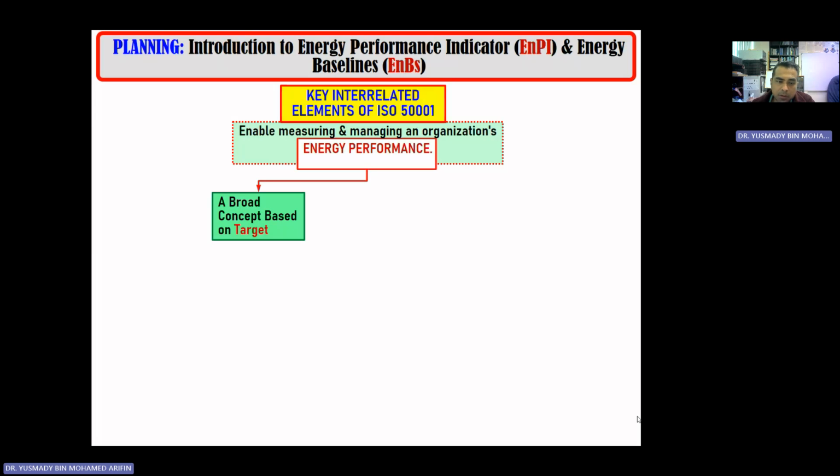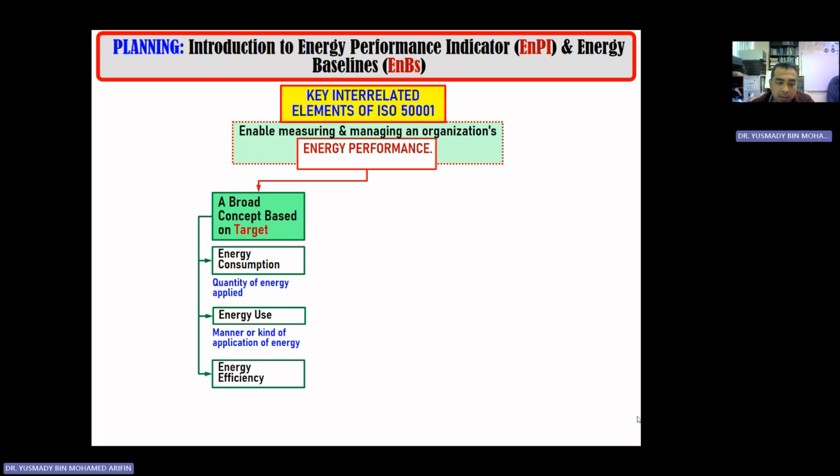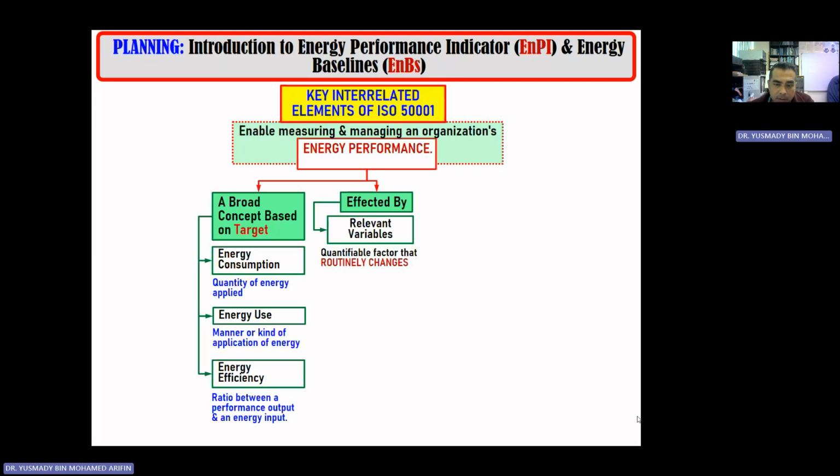So energy performance actually a broad concept based on target, which include the energy consumption, which is referred to the quantity of energy applied, energy use, manner or kind of application of energy, efficiency, which is referred to the ratio between a performance output and also an energy input. So the energy performance affected by relevant variables, which is referred to the quantifiable factor that routinely change. For example, production output, operating hours, occupancy level, ambient temperature, and also the energy price. So these are variables that routinely change over the time.